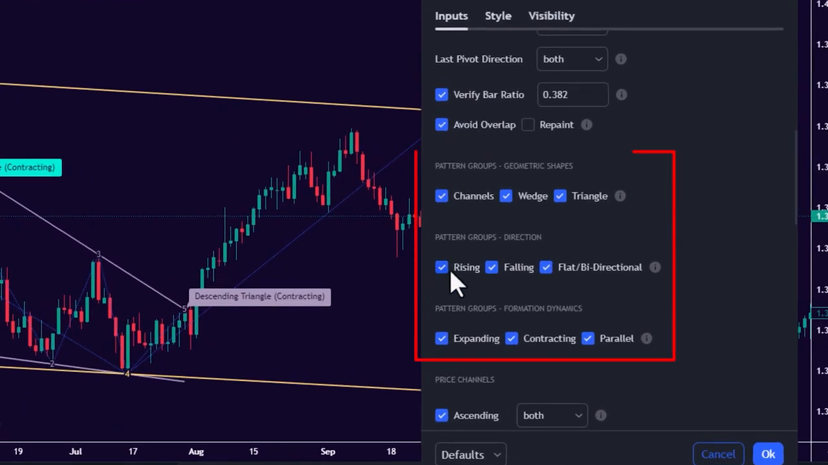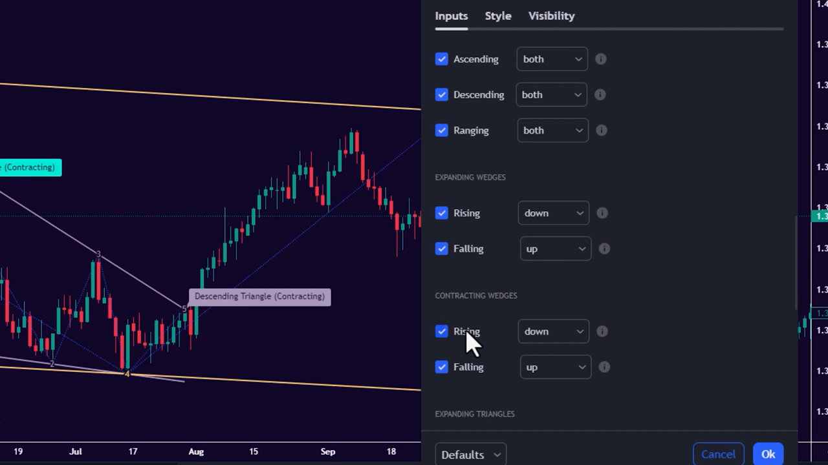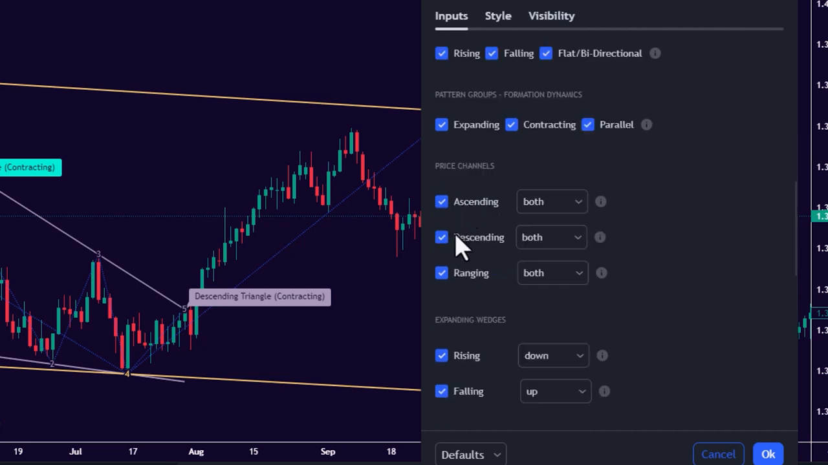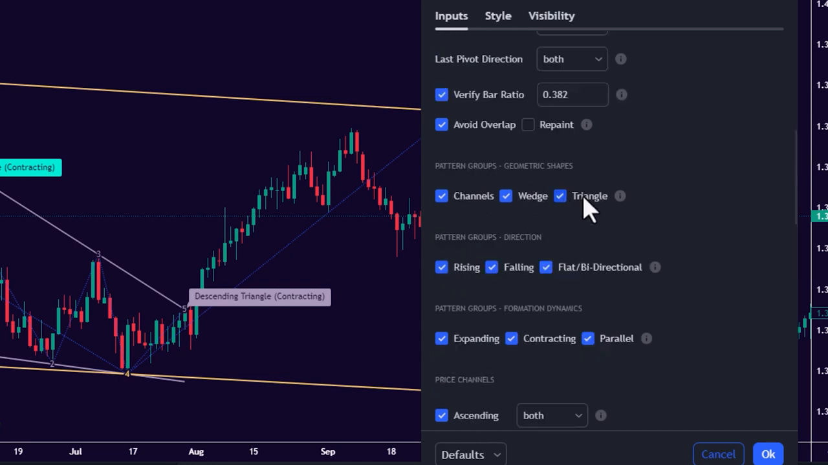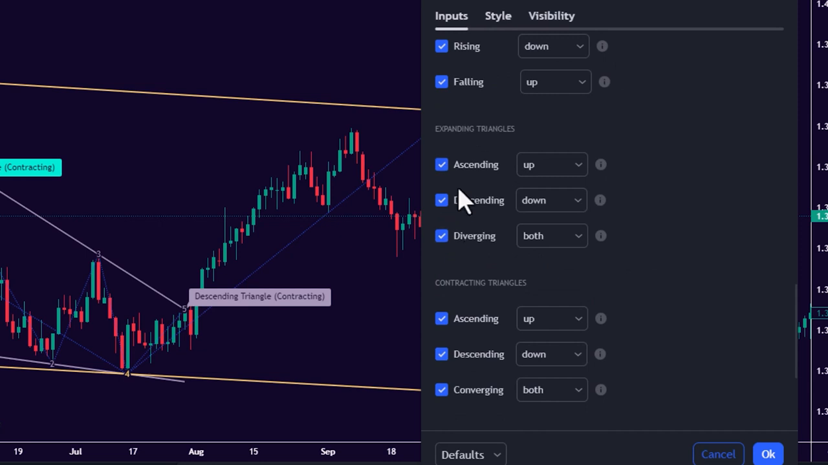Group classification filters. This allows users to enable and disable patterns based on group classifications. Geometric shapes-based classifications. Wedges. These are rising wedge expanding, falling wedge expanding, rising wedge contracting, and falling wedge contracting. Channels. These are ascending channel, descending channel, ranging channel. Triangles. These are converging triangle, diverging triangle, ascending triangle expanding, descending triangle expanding, ascending triangle contracting, and descending triangle contracting.